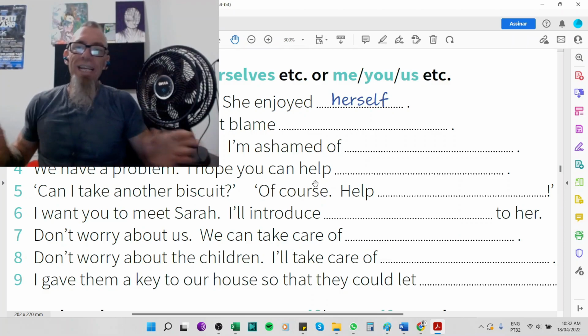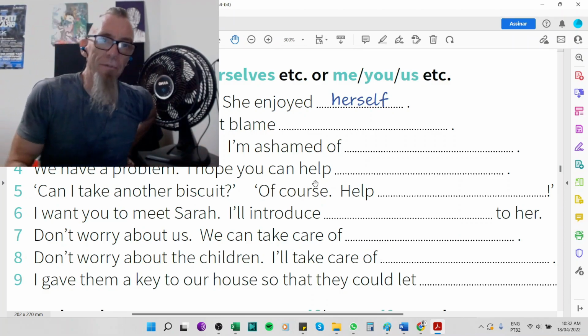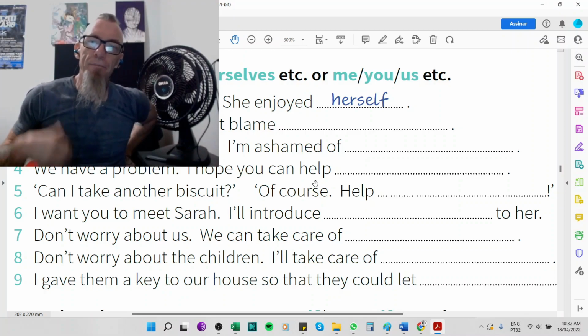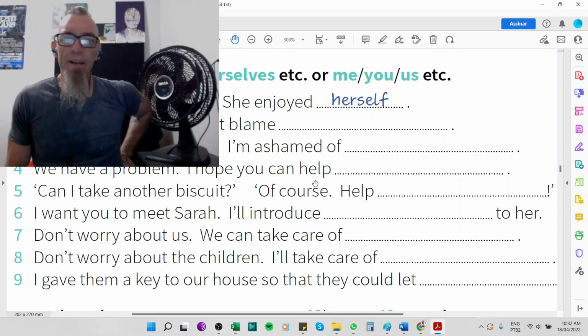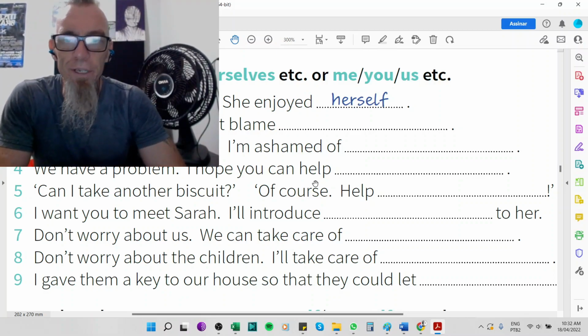So we'll look here only at the difference between reflexive and regular pronouns. If we look at the first one here, Amy had a great holiday. She enjoyed herself. She enjoyed the holiday, sure, but she enjoyed herself.